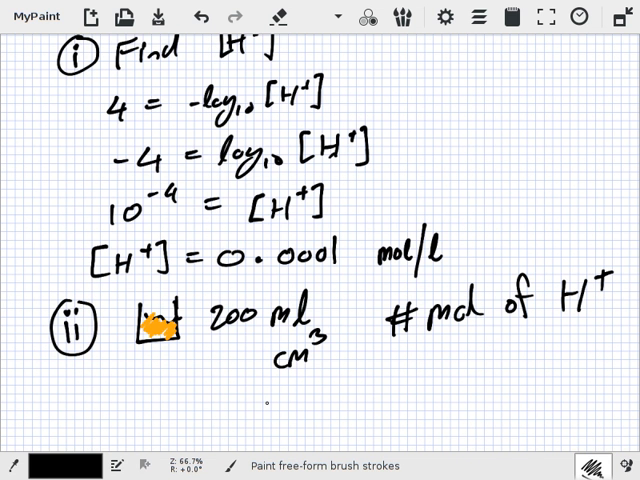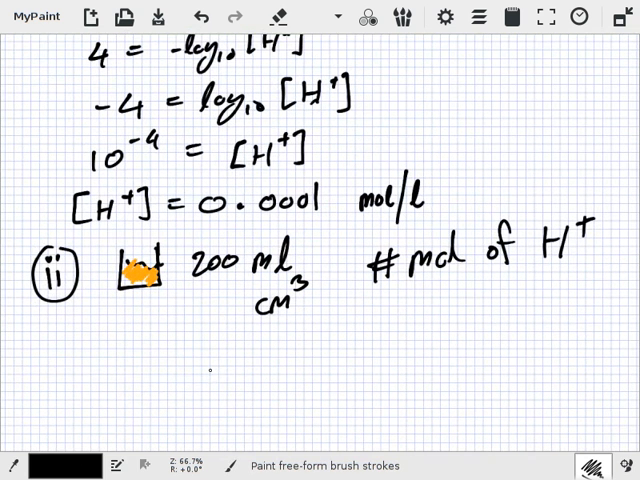Thank you, yeah. You have 200 milliliters. How much of a litre is that? That's a fifth of a litre, because how many millilitres are in a litre? 1,000. And if you have 200 millilitres, you have a fifth of a litre. Now listen, you have a fifth of a litre. You just figured out that you will have 0.0001 moles per litre. So if you have a fifth of a litre, you will have 1/5 of this. So just divide by 5.